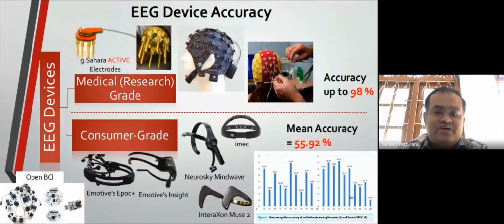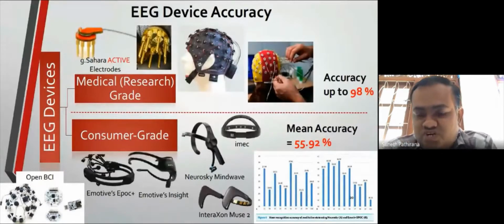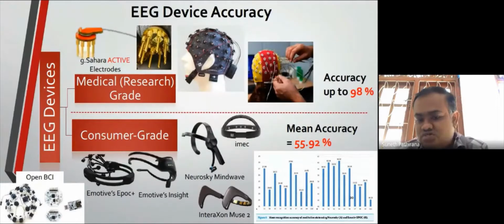So you can buy these gold-plated g.Sahara active electrodes. So what is an active electrode? An active electrode is where the preamplifier is attached to the sensor itself. In these consumer-grade models, the preamplifier is placed far away. As a result, the external interference or noise can affect the quality of the signal.